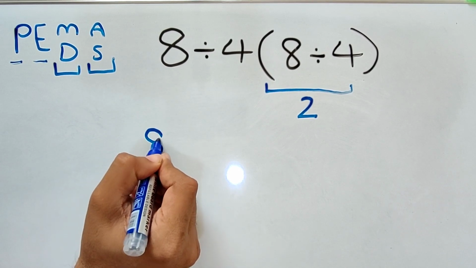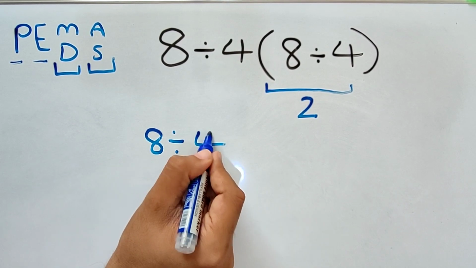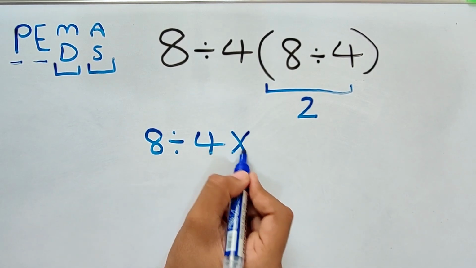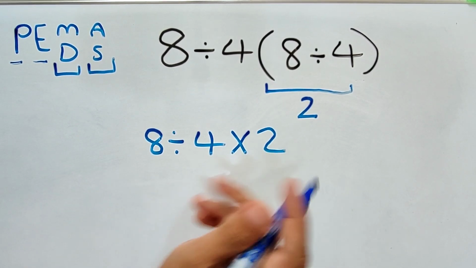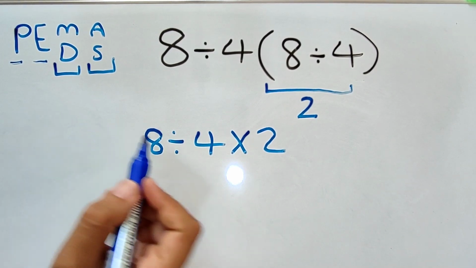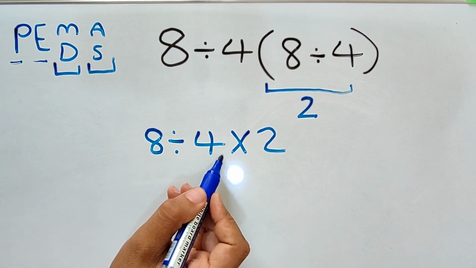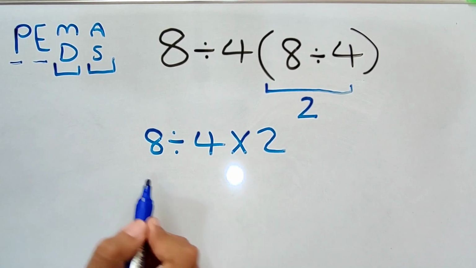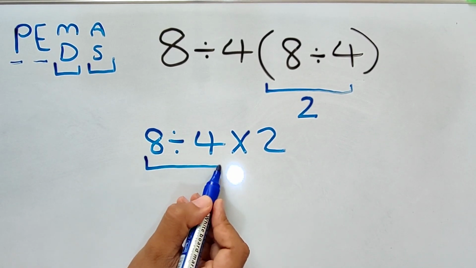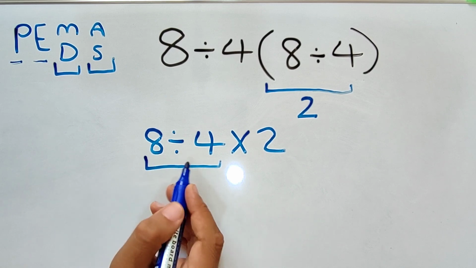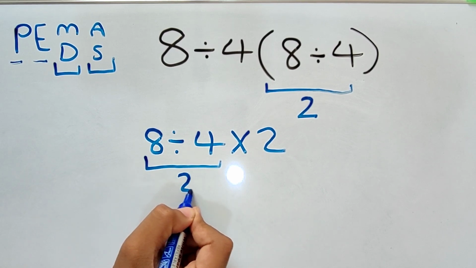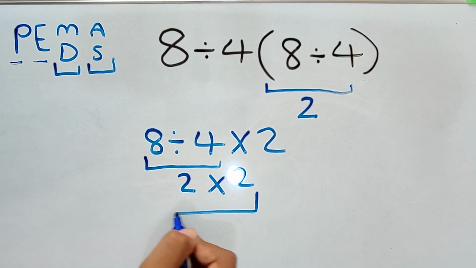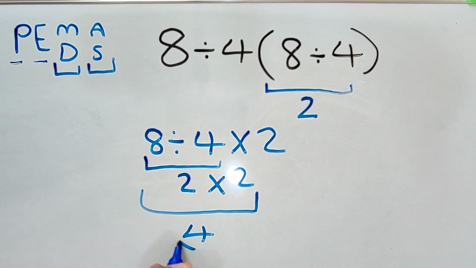8 divided by 4. We have one multiplication here and 2. As we know, division and multiplication are equally important, and we have to solve this expression from left to right. Now 8 divided by 4 is equal to 2, and 2 divided by 2 is equal to 4. The final answer is 4.